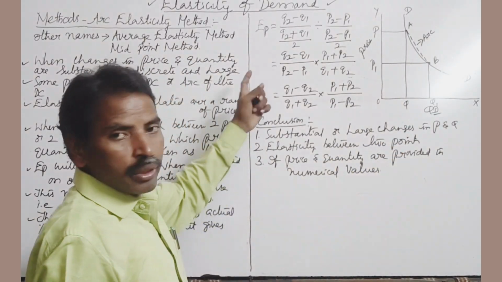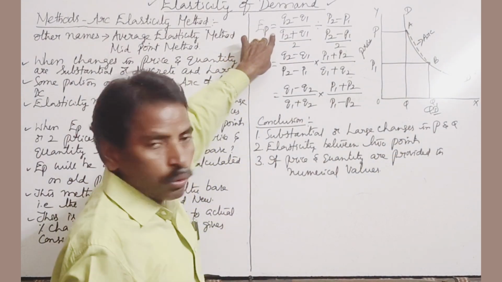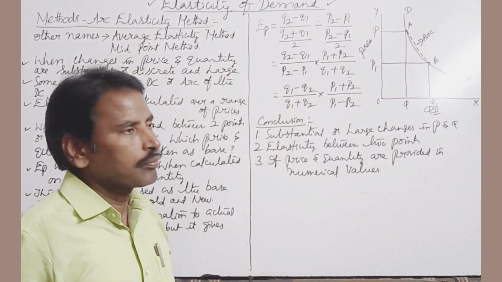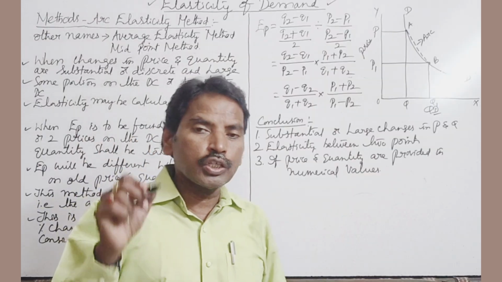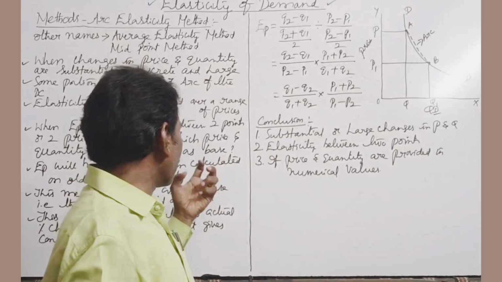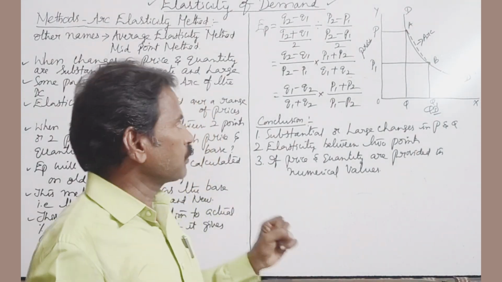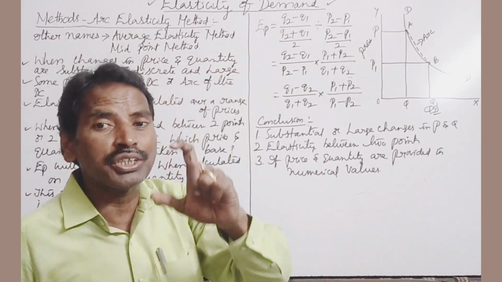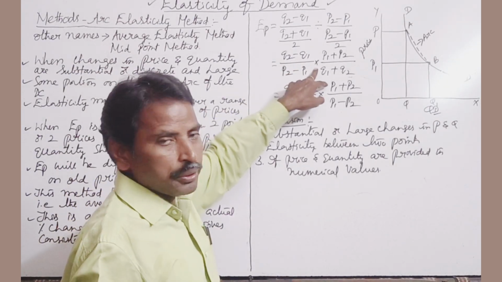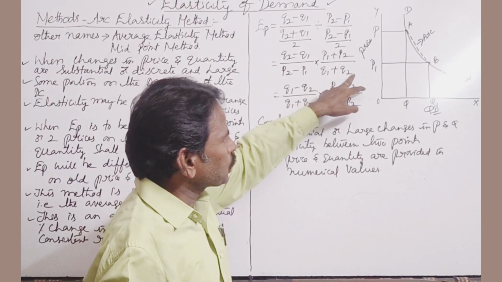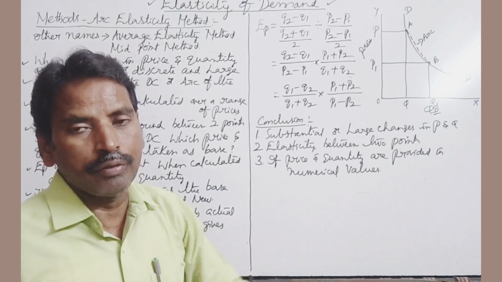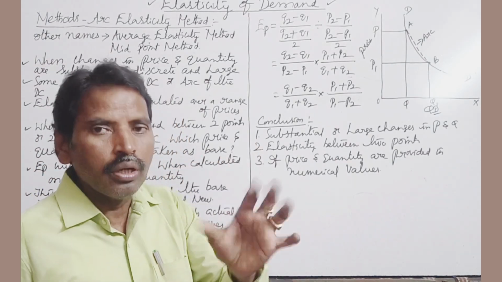Formulas: Ep is equal to (Q2 minus Q1) by (Q2 plus Q1) by 2, divided by (P2 minus P1) by (P2 plus P1) by 2. Here we have taken averages, that is why it is called the average elasticity method. Next, Ep is equal to (Q2 minus Q1) by (P2 minus P1) into (P1 plus P2) by (Q1 plus Q2). This is another formula to calculate price elasticity of demand through the arc method.